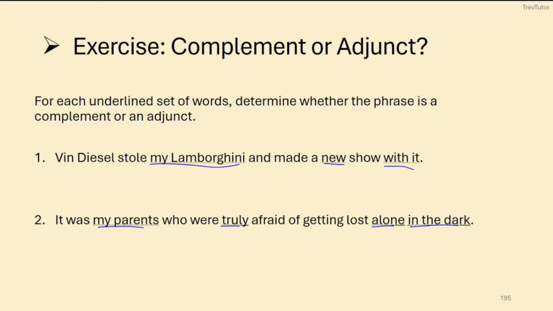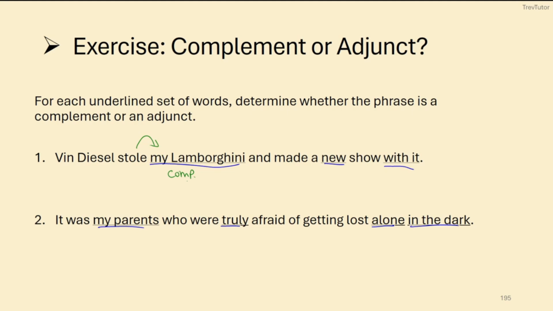So in the first one, Vin Diesel stole my Lamborghini. So stole is a verb, it needs a direct object. This is going to be a complement. How we can test it is to use a verb like quickly. Vin Diesel stole quickly my Lamborghini. It doesn't sound very good, but stole my Lamborghini quickly sounds better. So quickly is an adjunct. That's just a standard one for verbs. So we know that if we want to introduce it, it has to be after, which tells us that my Lamborghini would be a complement.